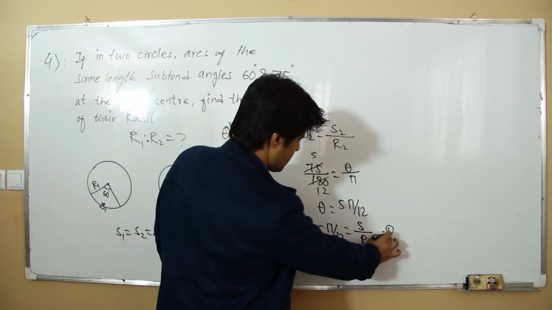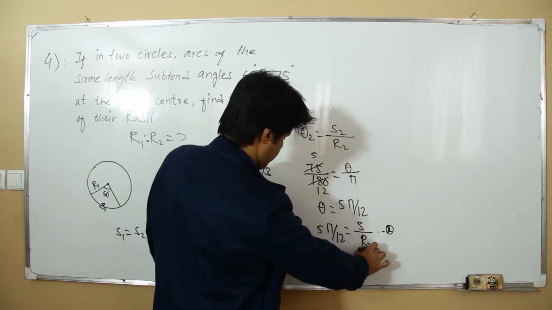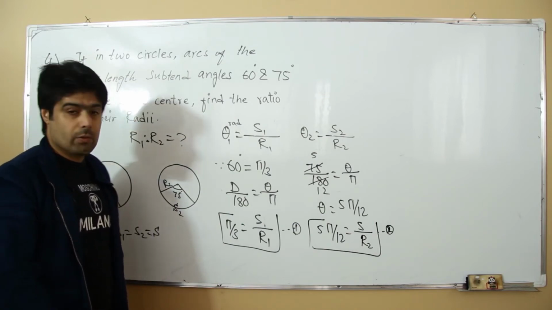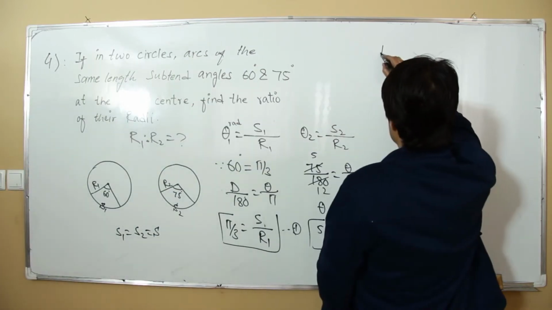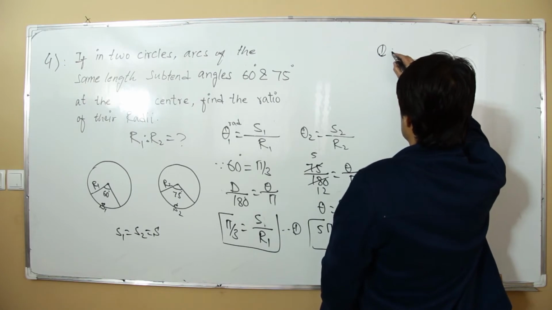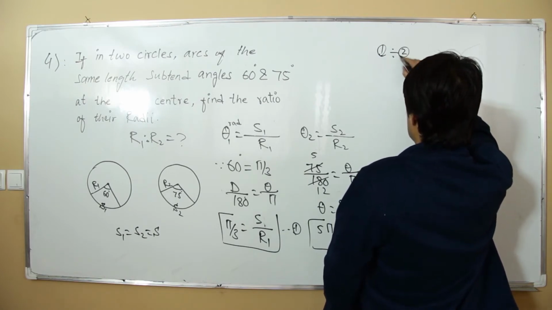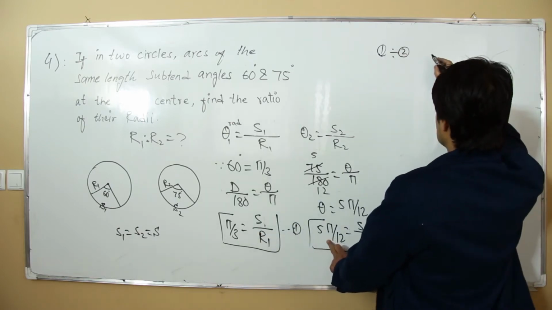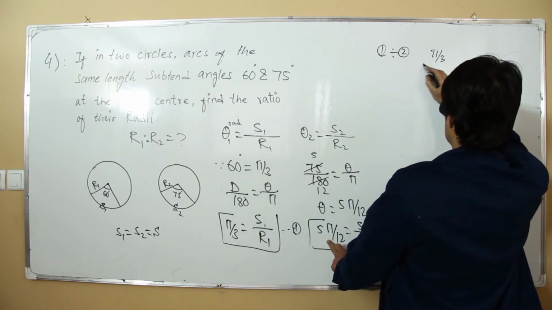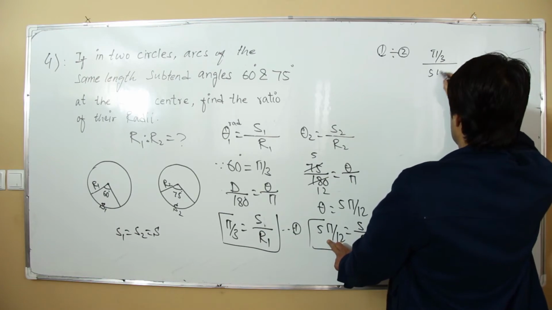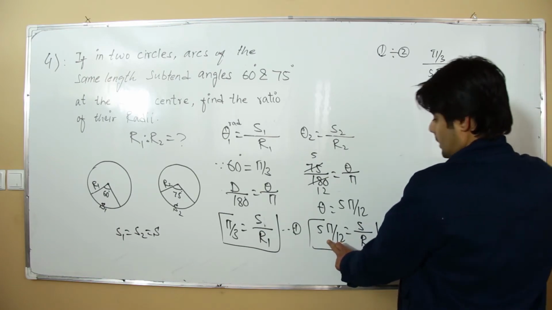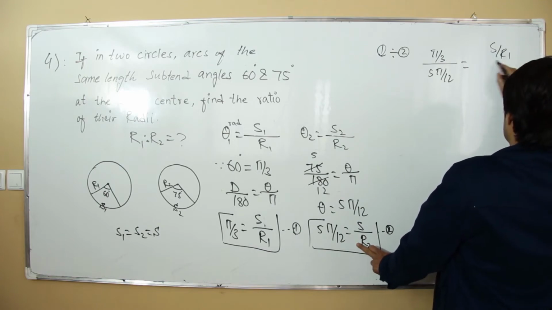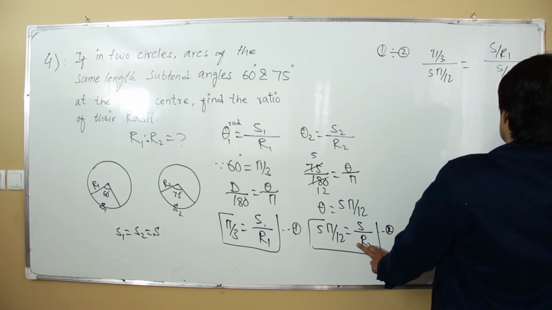This is our second equation. Now divide these two equations. 1 divided by 2, or maybe 2 divided by 1, doesn't matter. So this divided by this one, pi divided by 3 divided by 5 pi divided by 12 is equal to this one, s divided by r1, and s divided by r2.